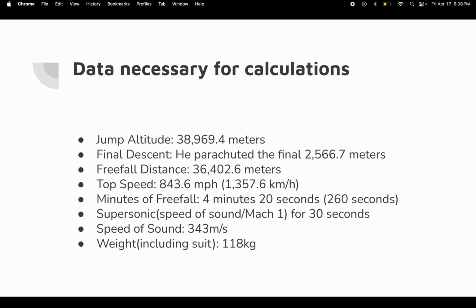So here's the data we're working with. Felix's total weight with his suit was 118 kilograms. He jumped from 38,969.4 meters and deployed his parachute at 2,566.7 meters, resulting in a total free fall distance of 36,402.6 meters. His top speed during the actual jump was roughly 843 miles per hour.